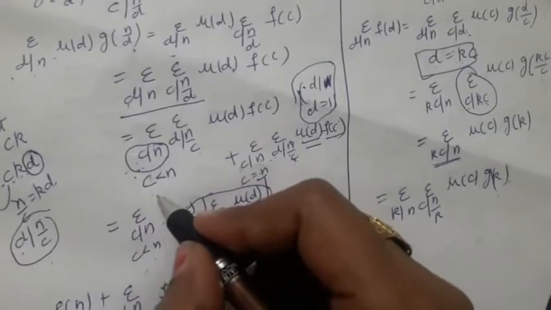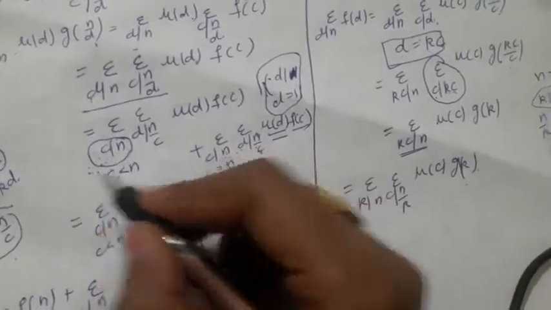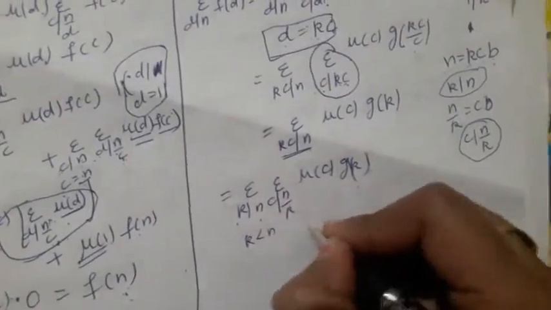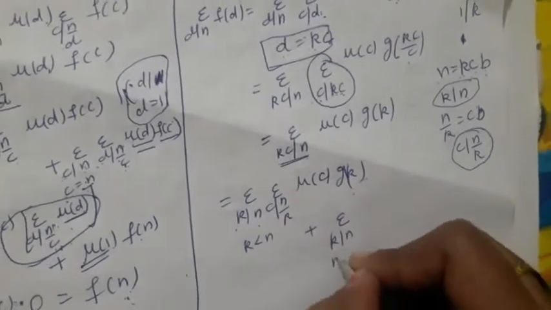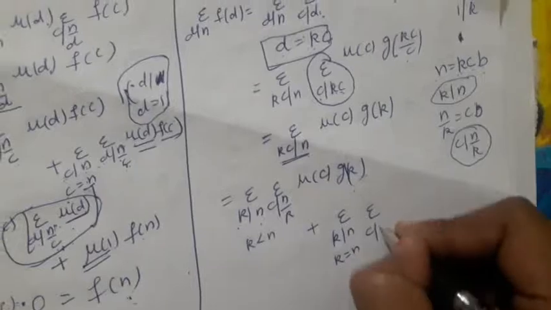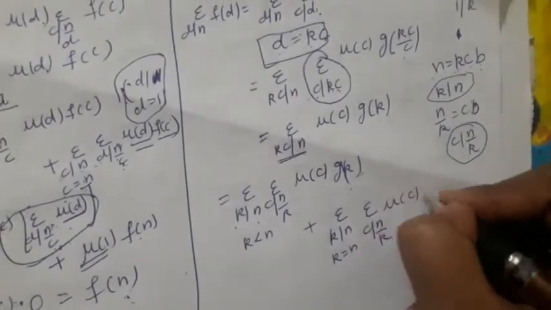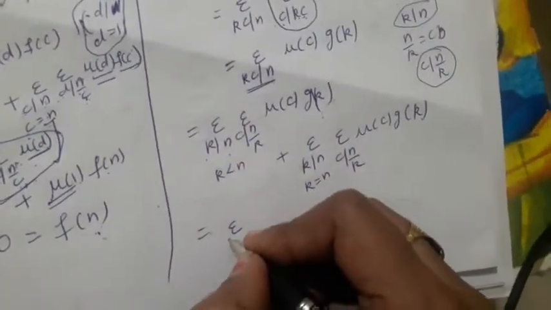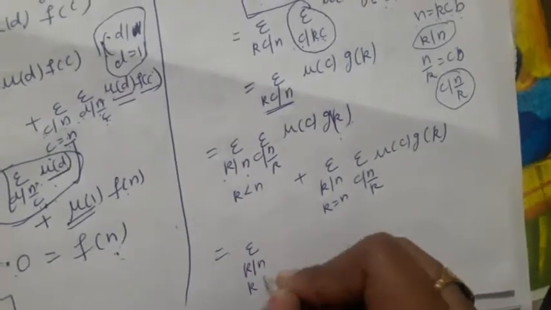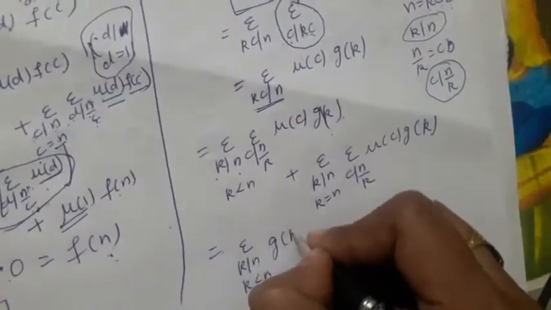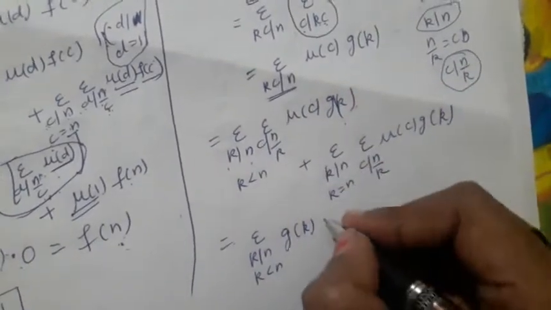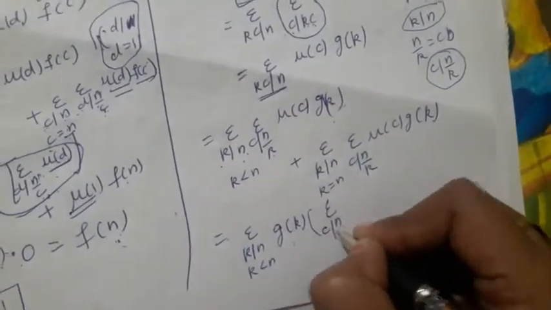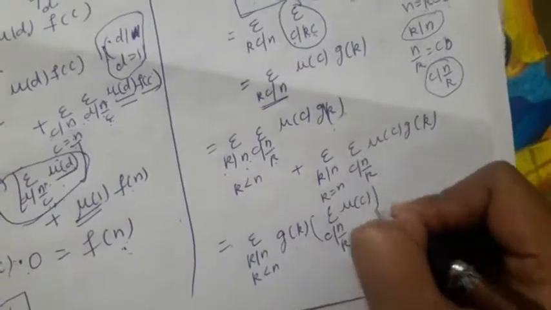As we have written in the previous, c less than n and c equal to n for the divisor of n. Here divisor of n is k. We break it in two parts, k less than n and plus summation k divides n, k is equal to n, summation c divides n by k mu c g k. Now we are to find the value. Summation k divides n, k less than n, g of k, because this term is independent of c, therefore it can be taken out of the summation of c. Summation c divides n upon k mu c plus.